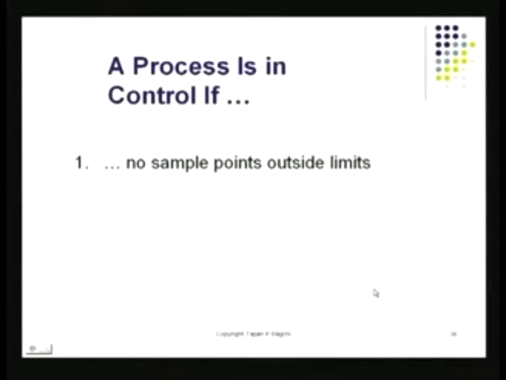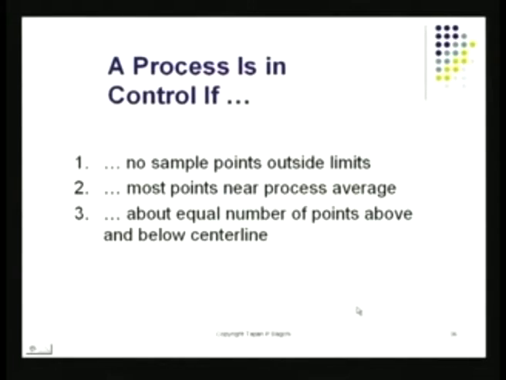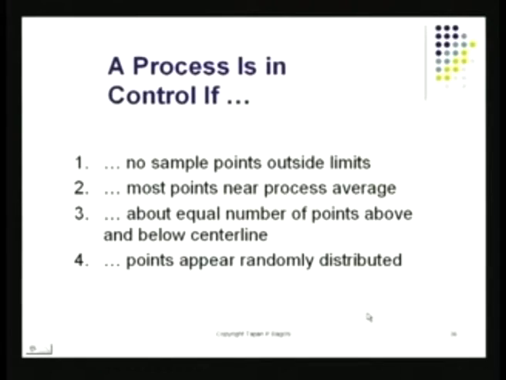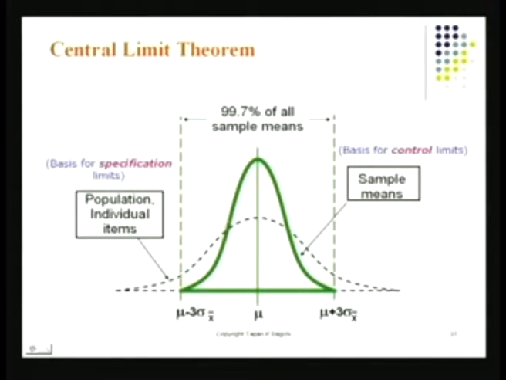So, we say that a process is in control if there are no sample points, like x bar values or r values, beyond the upper and lower control limits. Most of the points are near the process average. About equal number of points are above and below the central line, and points appear to be randomly distributed when I look at the chart. And if that's so, my distribution is going to be mostly in this green area, and that's going to be the process in good control there.